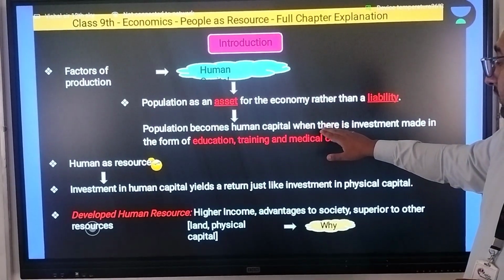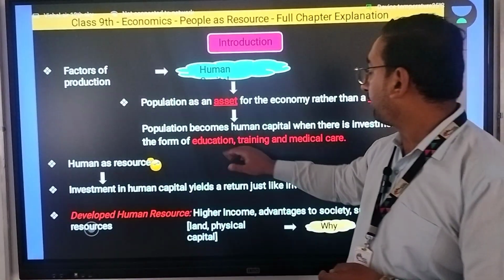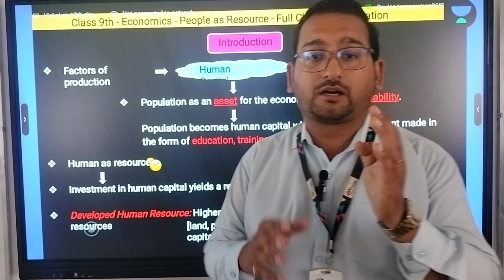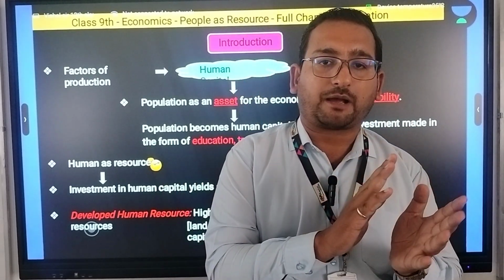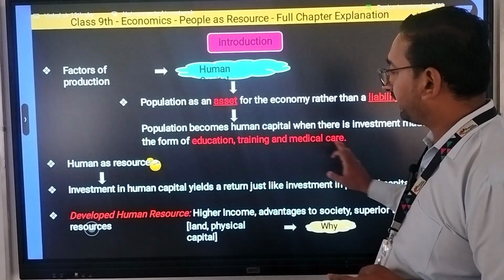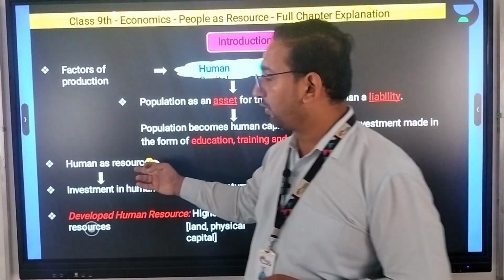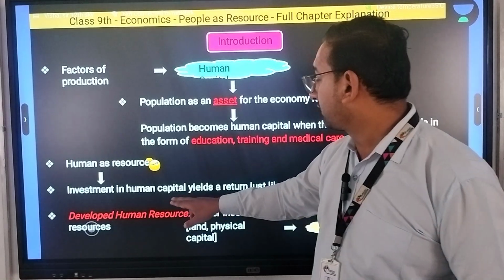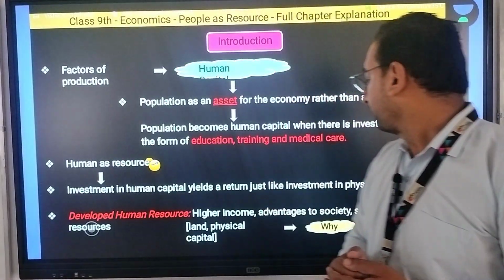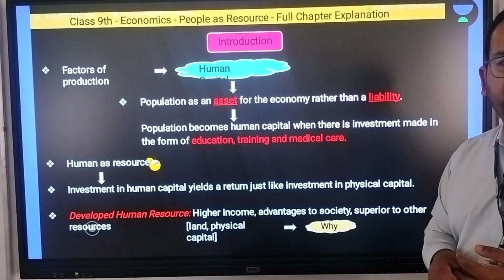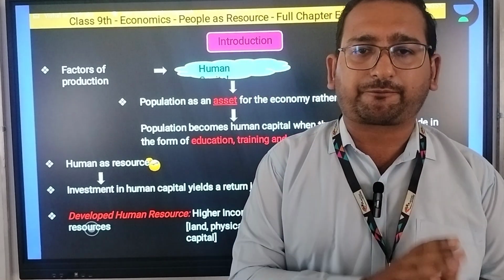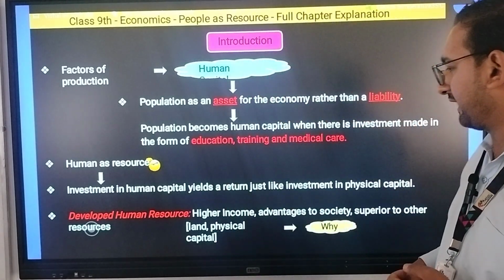Population becomes human capital when there is investment made in the form of education, training and medical care. So basically, we can convert the human population from liability to assets by investing in three areas, that is education, training and medical care. Then humans will be called a resource. Investment in human capital gives a return, like investment in physical capital. As we invest in physical capital, in a similar way we can also invest in human capital.